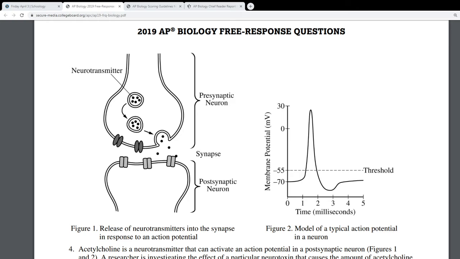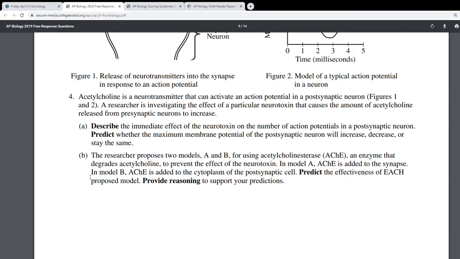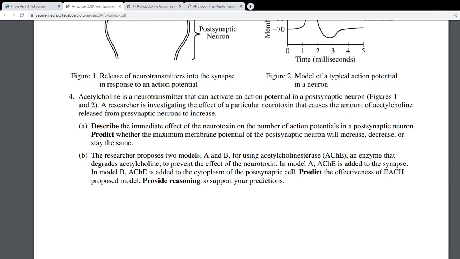Yeah, and next week we'll work on some more of this. Now for this one, you'll notice, wow, there's an awful lot less that they're asking. Only A and B. The setup. Acetylcholine is a neurotransmitter that can activate an action potential in a postsynaptic neuron, figures 1 and 2. A researcher is investigating the effect of a particular neurotoxin that causes the amount of acetylcholine released from a presynaptic neuron to increase.